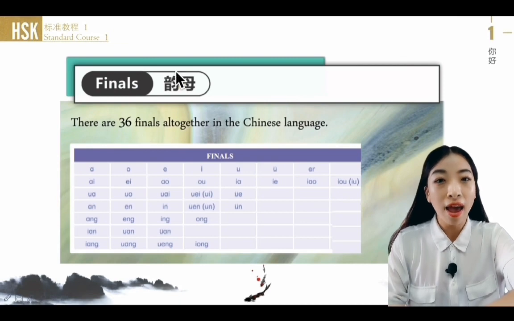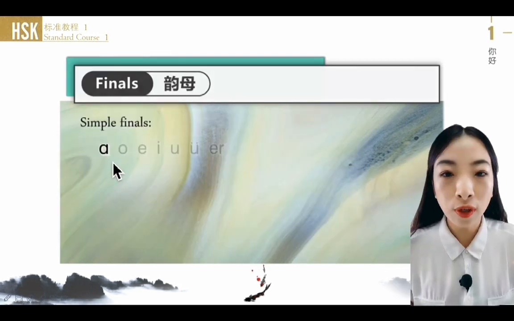Okay, I have introduced that there are 36 finals altogether in the Chinese language, and today we will learn the 6 simple finals first. The first one, a.